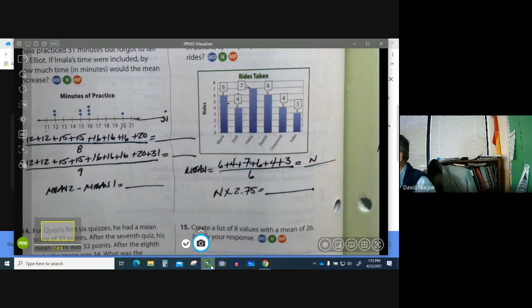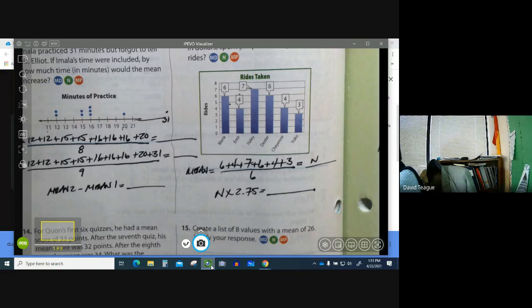Okay. So that is page 790. Now we're going to go to page 798.